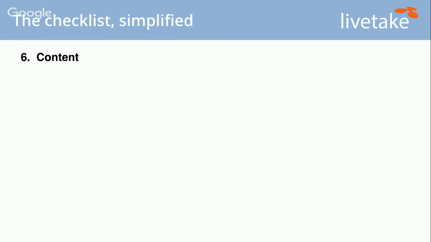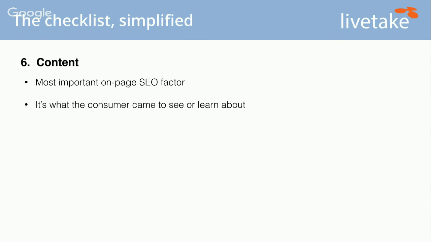Moving down the list then, we look at content, and it is the most important on-page SEO factor. So that's all of the descriptive content, text content within your site. Just as an aside, these robots can only read text, so your images don't get you a bunch of ranking juice. It's really all of the text. So as much as you can, you want to have text on your site so that you can inject these keywords. Getting back to the content then, it's what the consumer came to see or learn about, and that's why it's most important to Google.